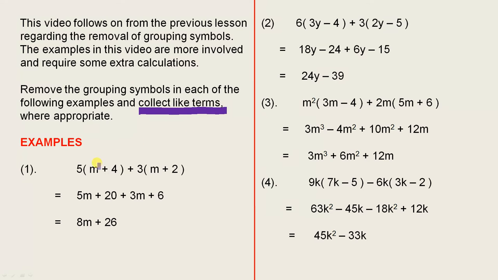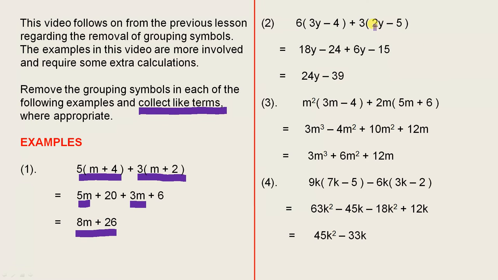So let's look at some examples, and the first one says 5 outside of m plus 4 plus 3 outside of m plus 2. So if we do that part first, that gives us 5m plus 20. Then if we do that part, that gives us 3m plus 6. Now, if we look closely, we will see there are some like terms. 5m plus 3m, that gives us 8m, and 20 plus 6 gives us 26, and that's the final answer. You cannot combine 8m and 26 together when we're doing addition, because they are unlike terms.